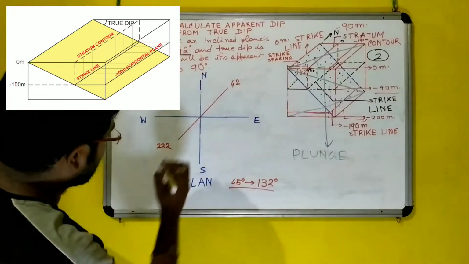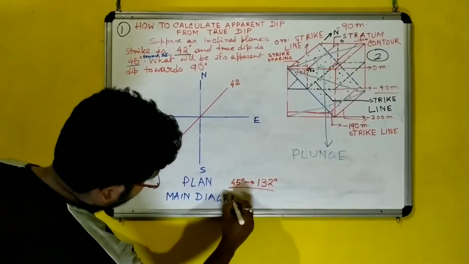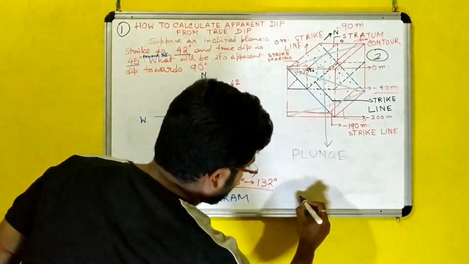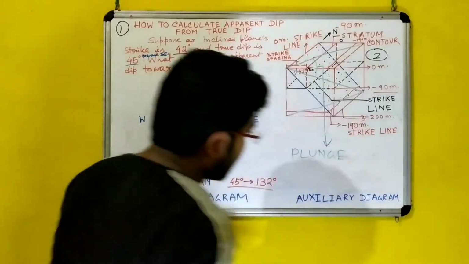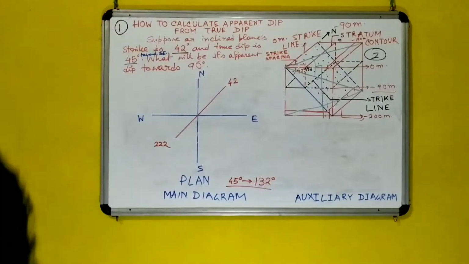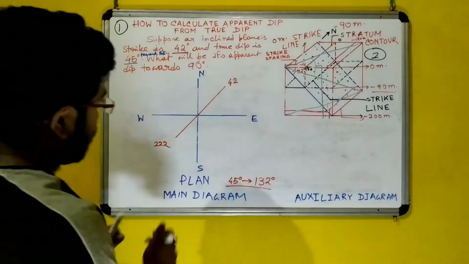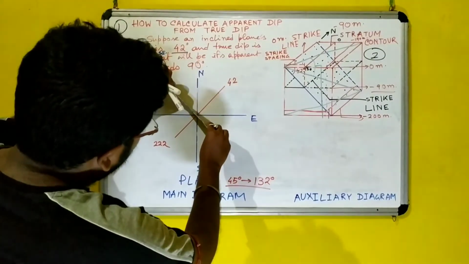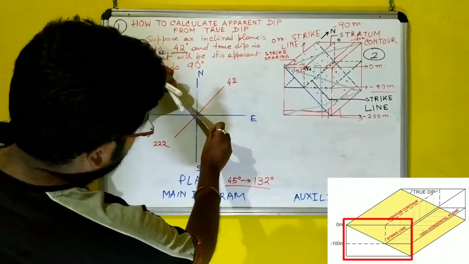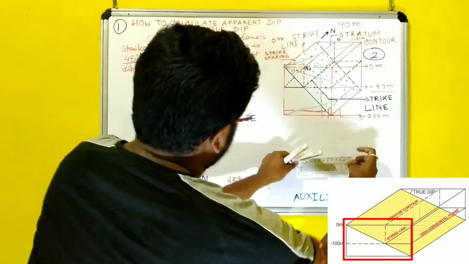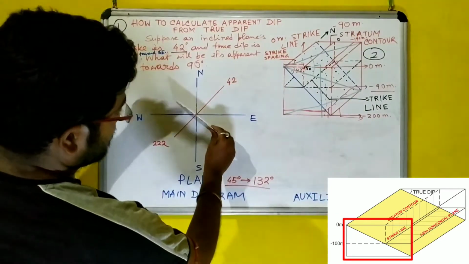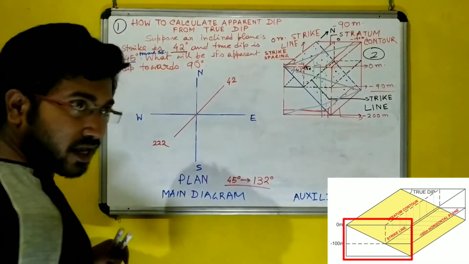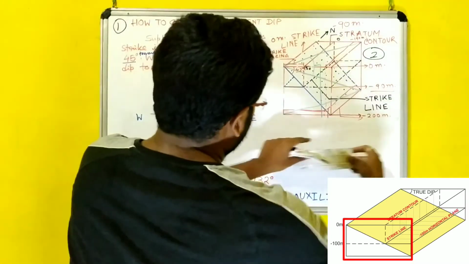So this is my main diagram, and now I am going to the auxiliary diagram, and this auxiliary diagram will be the section, this perpendicular section. I am bringing this perpendicular section here, along which the 2D has to be calculated.